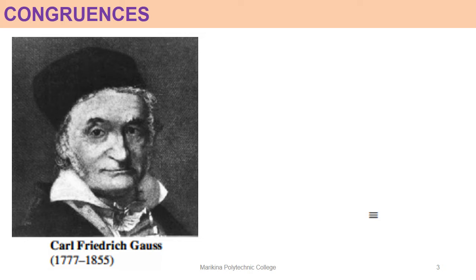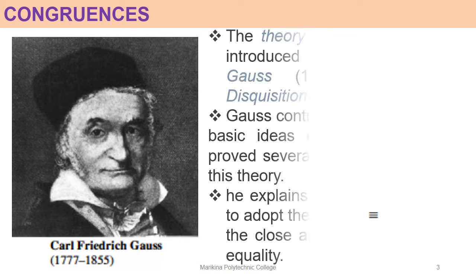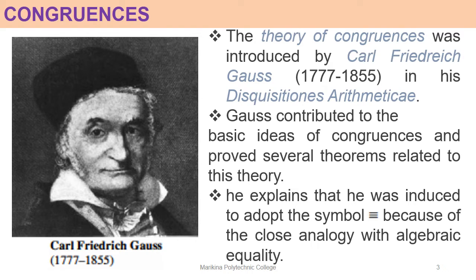A congruence is nothing more than a statement about divisibility. The theory of congruences was introduced by Carl Friedrich Gauss in his Disquisitiones Arithmeticae. He contributed to the basic ideas of congruences and proved several theorems related to this theory. In the first chapter of Disquisitiones Arithmeticae, he explains that he was induced to adopt this symbol because of the close analogy with algebraic equality.